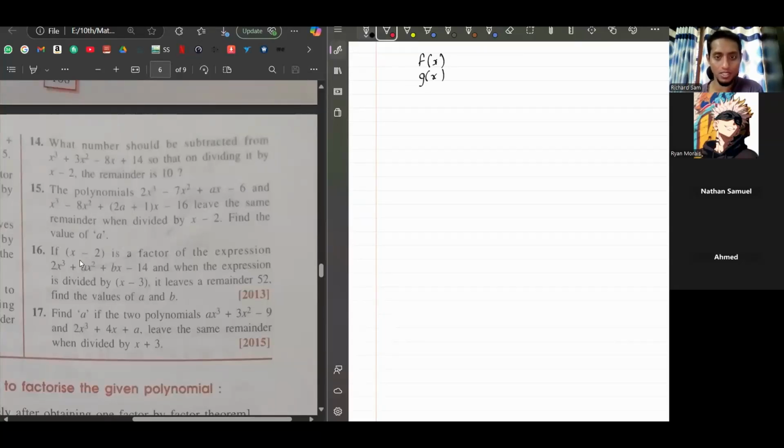F of x is the first polynomial, g of x is the second polynomial. Now it's saying they leave the same remainder when divided by x minus 2. Find the value of a. So there's a missing variable a in both the equations. What is it saying? If you divide with x minus 2, both of them leave the same remainder. So for the first expression, what is the remainder?